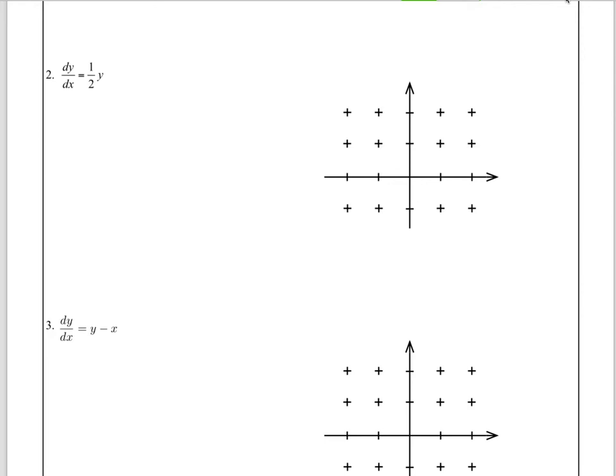So -1/2 would be about there. Okay? I'm aiming for this point right here when I draw my slope. Why am I aiming for that point? That's 1 over 2, 3 over. Yeah, that's 1 down and 2 over, which gives me a -1/2 slope.